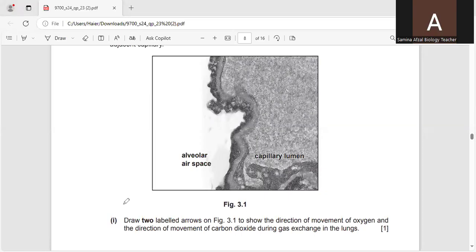Draw two labeled arrows on figure 3.1 to show the direction of movement of oxygen and the direction of movement of carbon dioxide during gas exchange in the lungs. And you know, in the alveolus, the air is coming from the outside by the process of inhalation or breathing in. When we breathe in, the oxygen enters into the alveolus, and the alveolar air space contains a high concentration of oxygen.